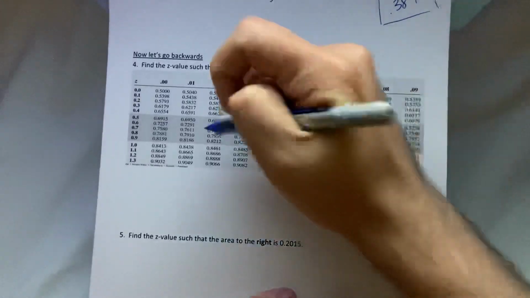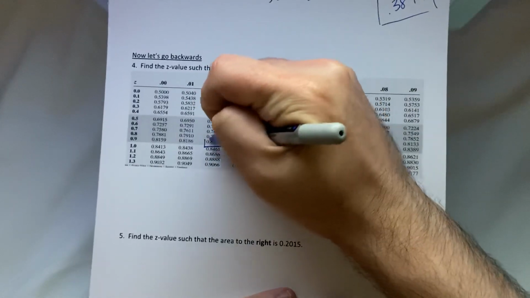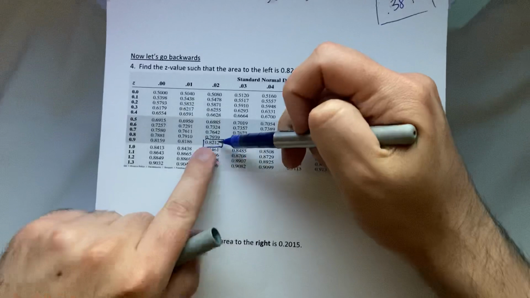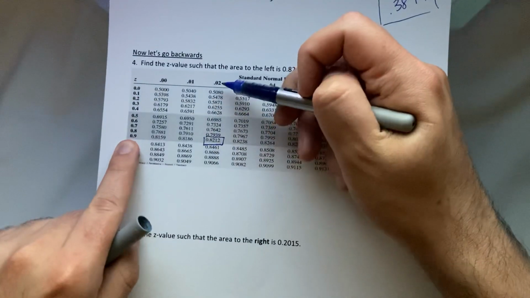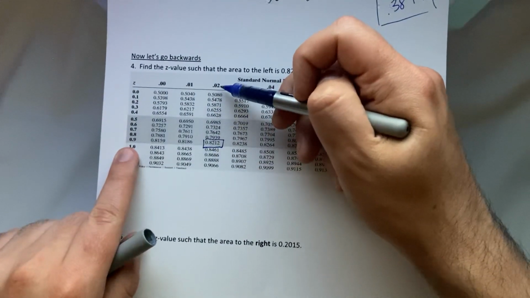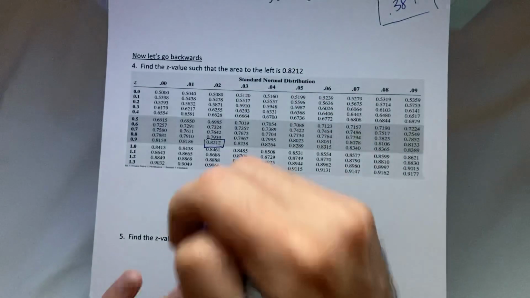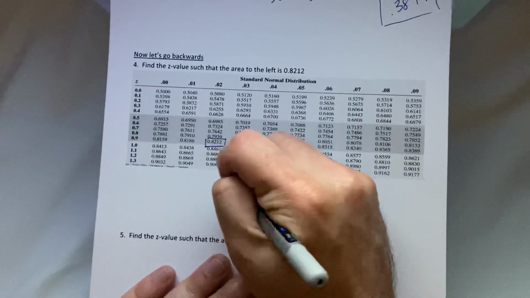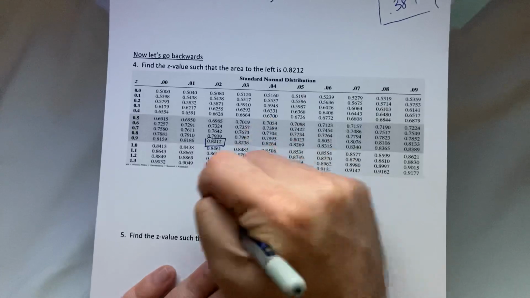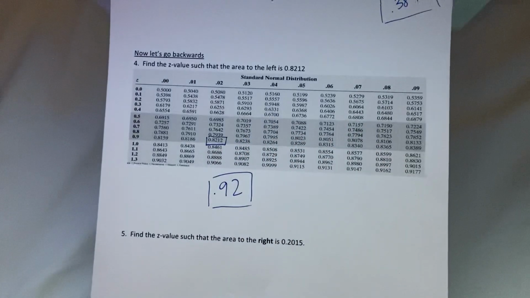So we find 0.8212 in there, and we break it down into its components. Looks like 0.9 and 0.02, which means that 0.92 is the z-score. That gives you the area to the left of 0.8212. So you start at the area and go backwards.